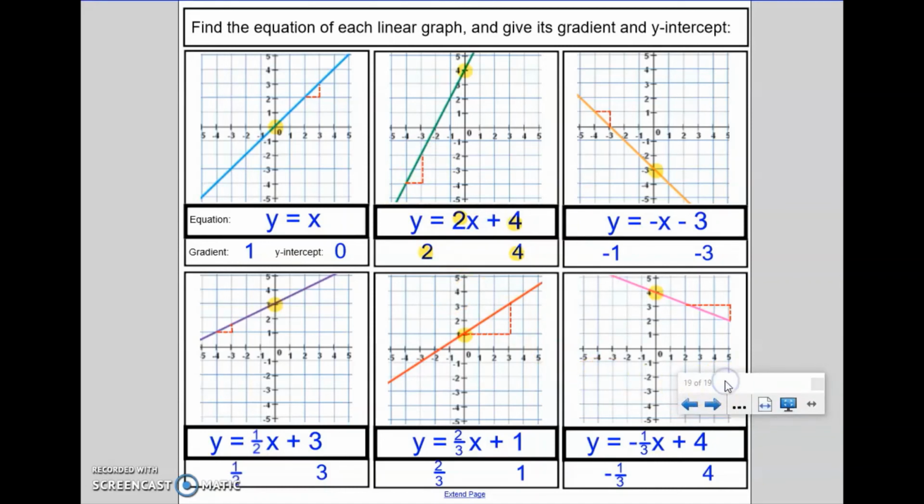Okay, if you were able to look at each of those 6 graphs and interpret what the gradient is and where the y-intercept would be, and take those two values to create the equations, then that is fantastic. You've shown a very good understanding of plotting and interpreting linear graphs.